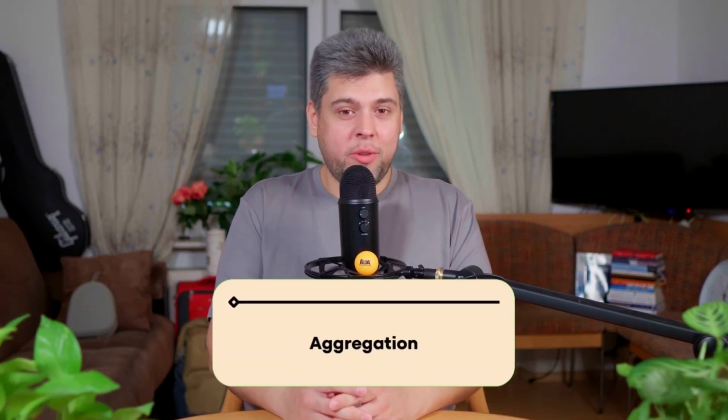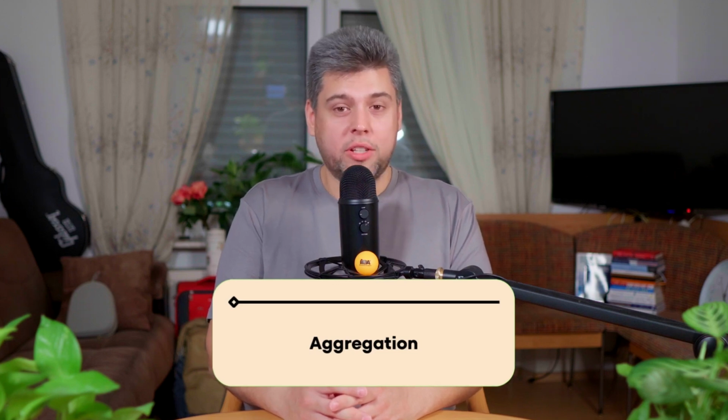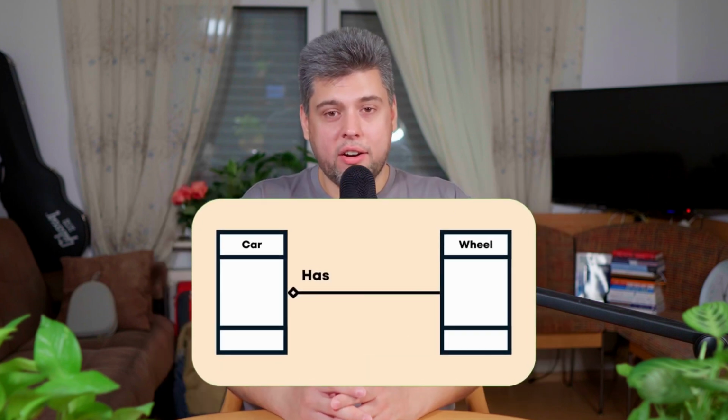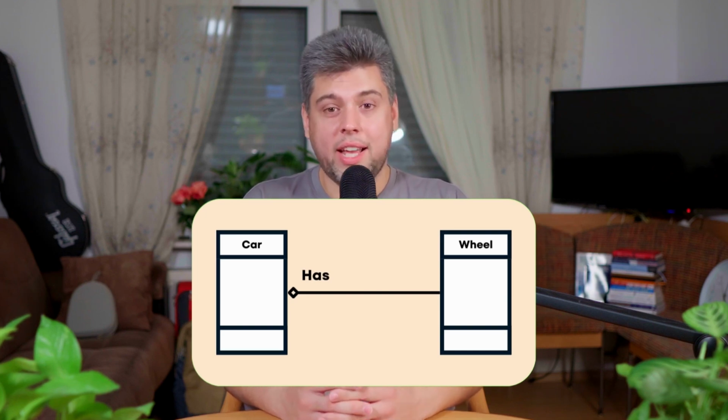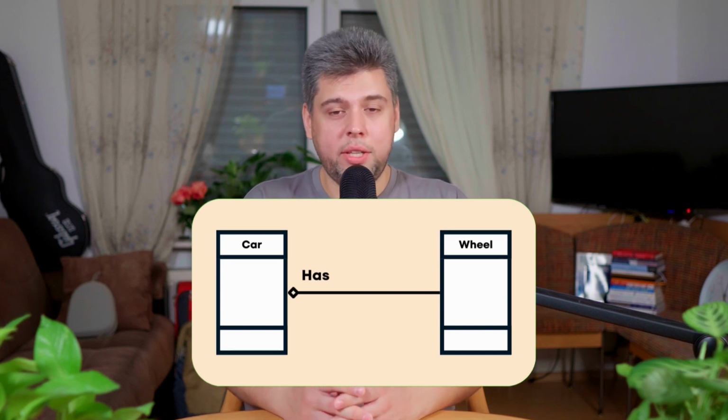Aggregation is a relationship between two objects, where one object, the whole, contains or is made up of other objects, the parts. But those parts can still exist independently. For example, think of a car and its wheels. A car has wheels, but the wheels can exist without the car. The car can be destroyed, but the wheels might still be used on a different vehicle. The key point here is that the part can exist without the whole.